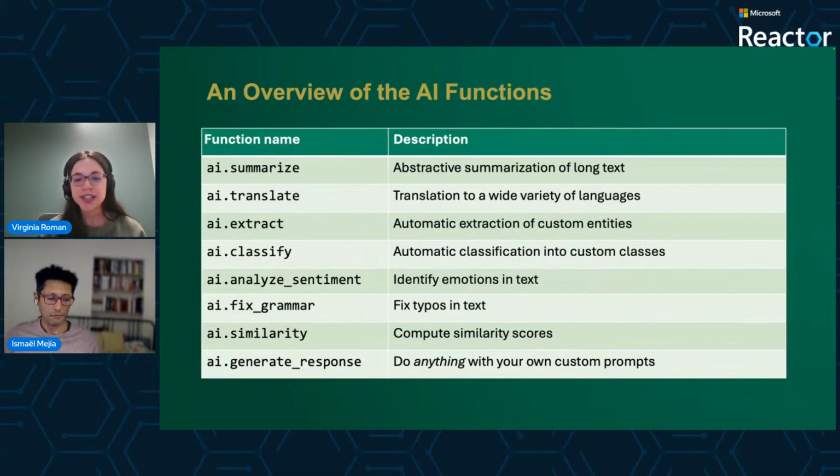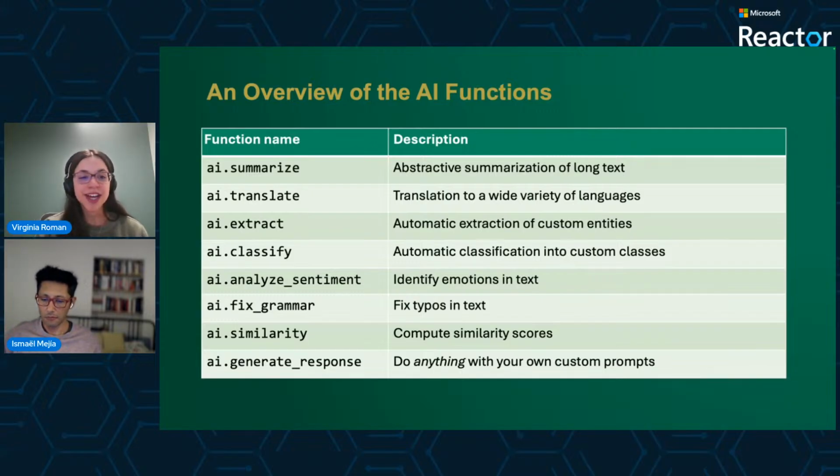Most of these are pretty intuitive. So we have summarize, translate, extract. This one allows you to pull information from your data based on any entities that you set. You can classify your data, so categorize it based on your custom categories, analyze sentiment to determine the emotion behind the text input, fix grammar, and similarity, where you can compute a similarity score with another text value or with another column for each corresponding row.